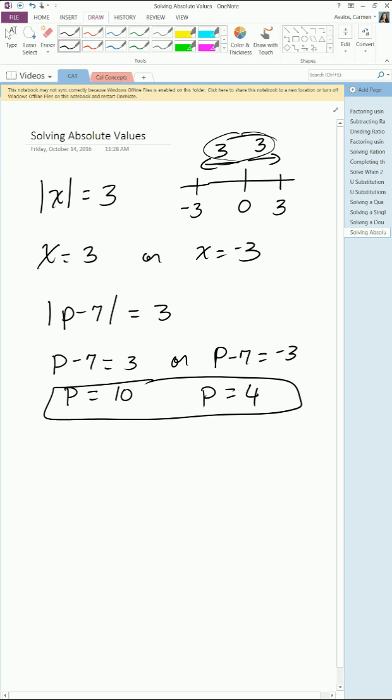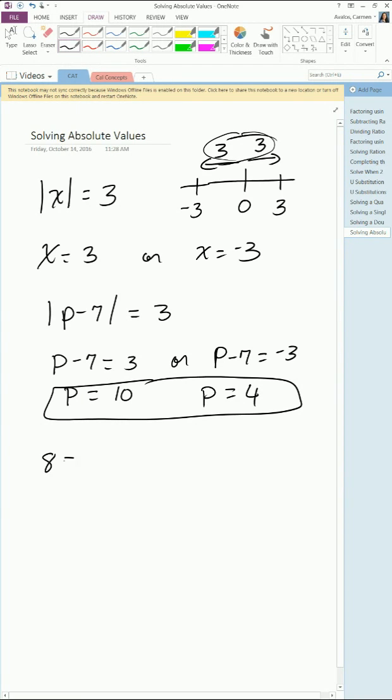Whatever that is, if you go in the negative direction, you're going to land on 4, and if you go in the opposite direction, you're going to land on 10. So absolute value is always going to be two answers when it's an equal sign. If there's anything above, remember, absolute value is like a fortress. You cannot get in and you cannot get out.